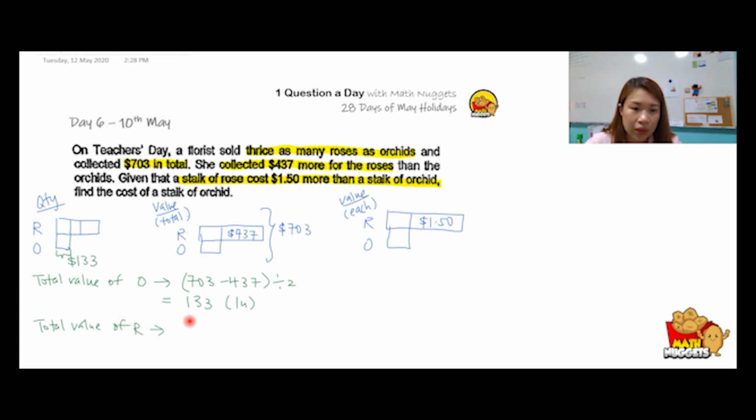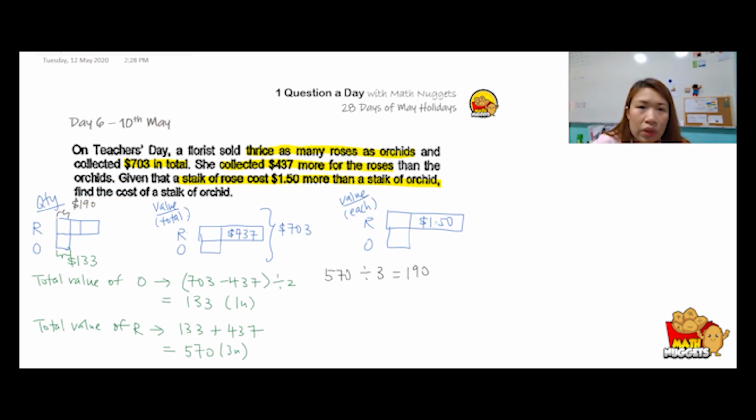Okay, next I'm going to find the total value of all the roses. That will be 133 plus 437. That's 570. And if you look at the roses, it's actually 3 units. So I need to find the value of 1 unit of the rose. I'm going to take 570 divided by 3. I get 190. That is the value for 1 unit of rose, which is here.